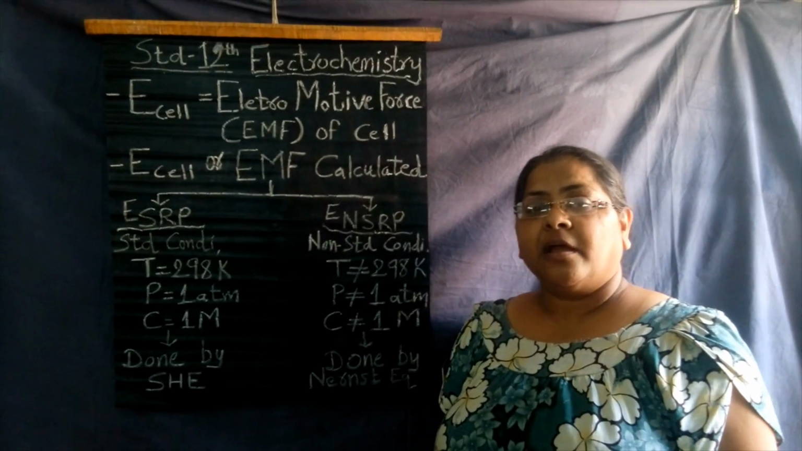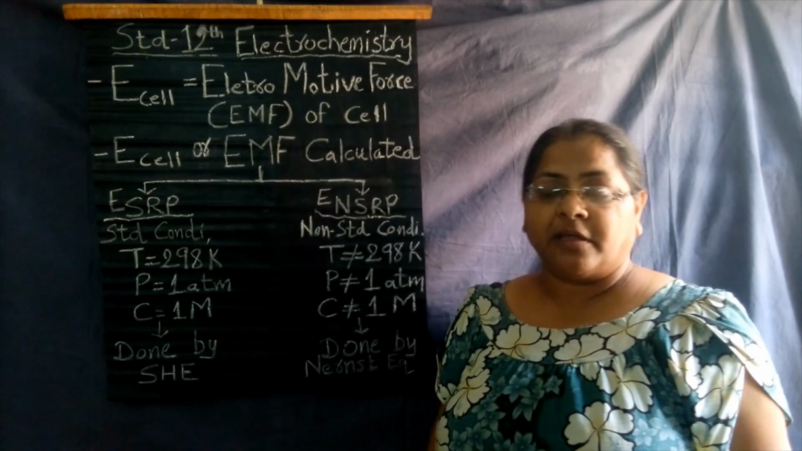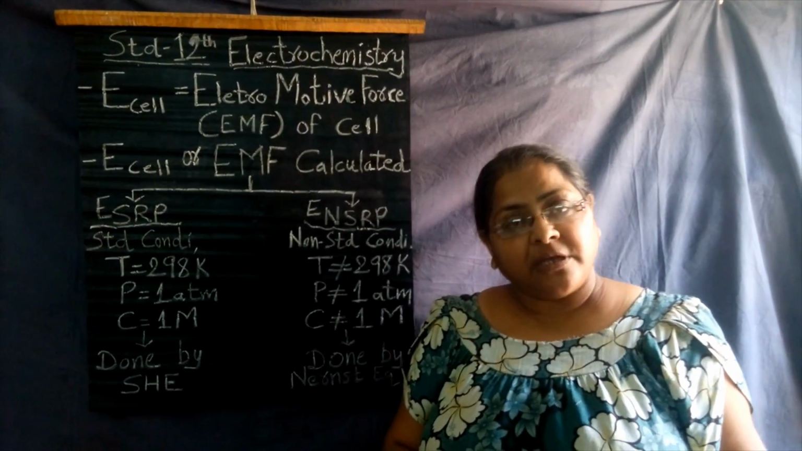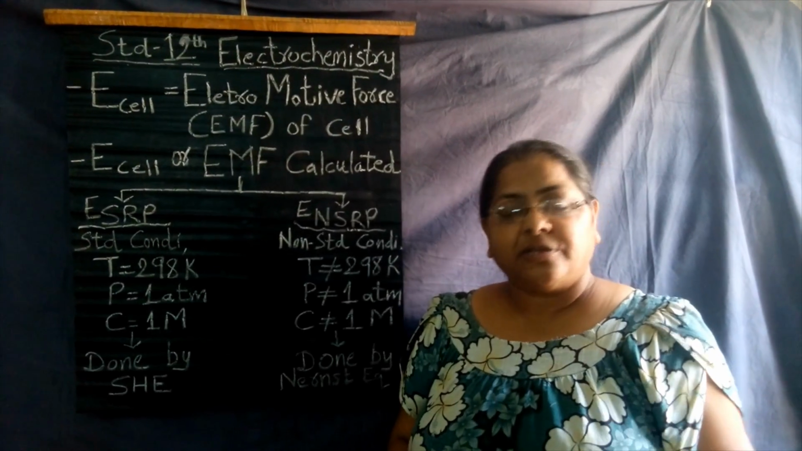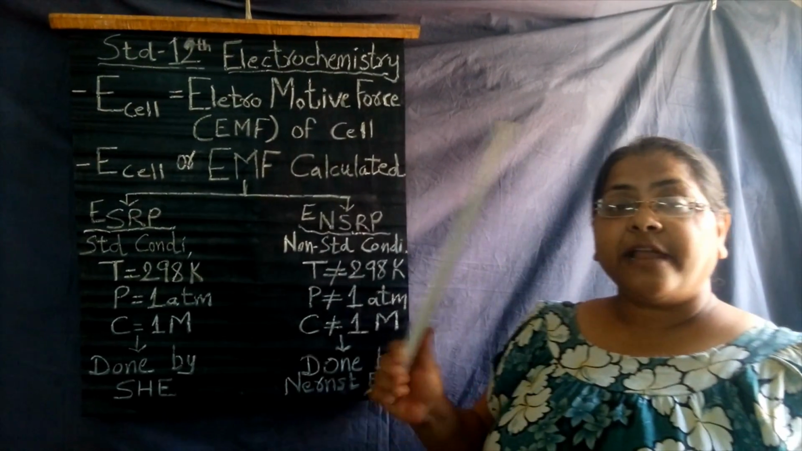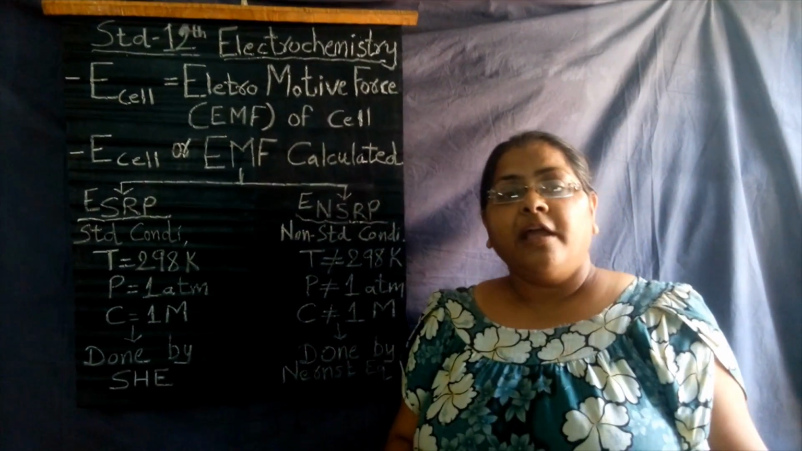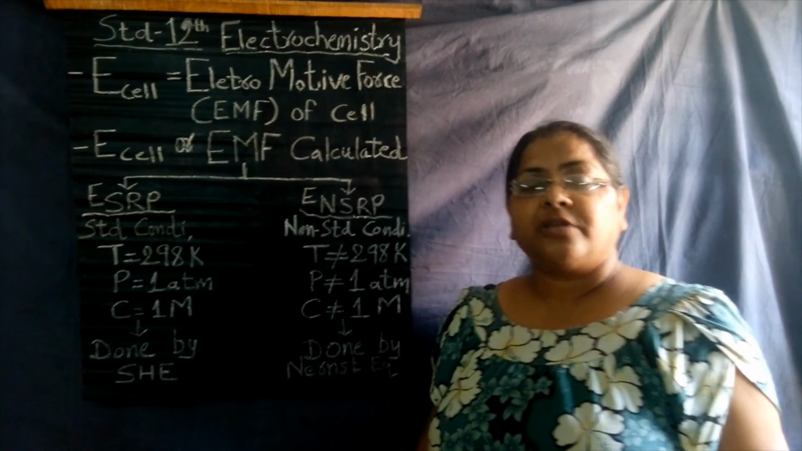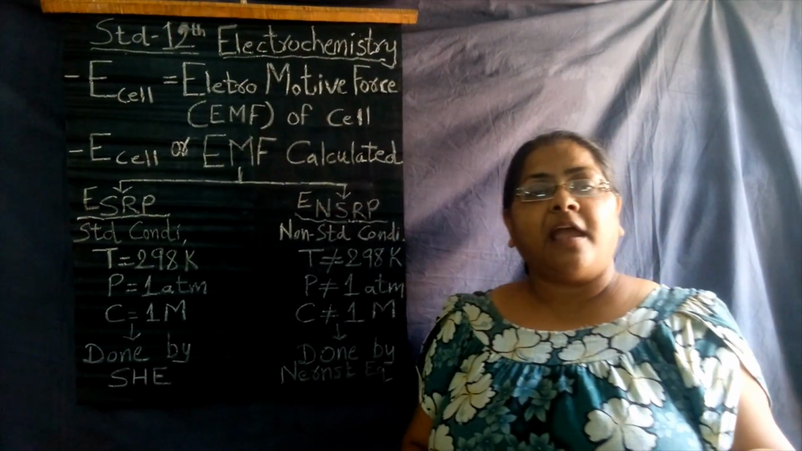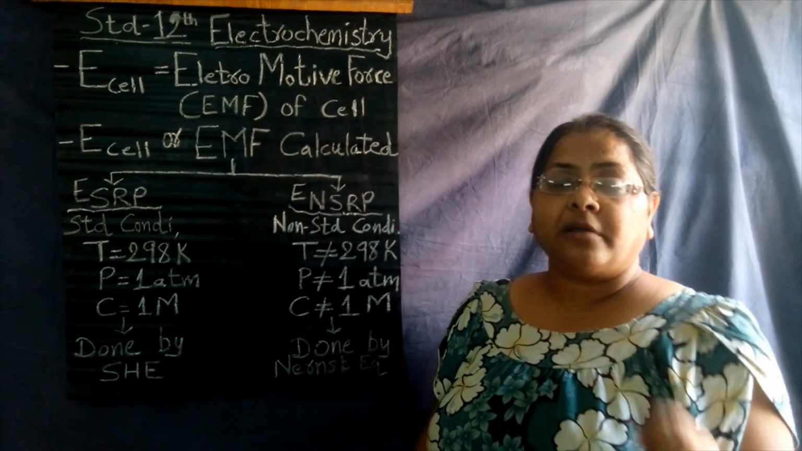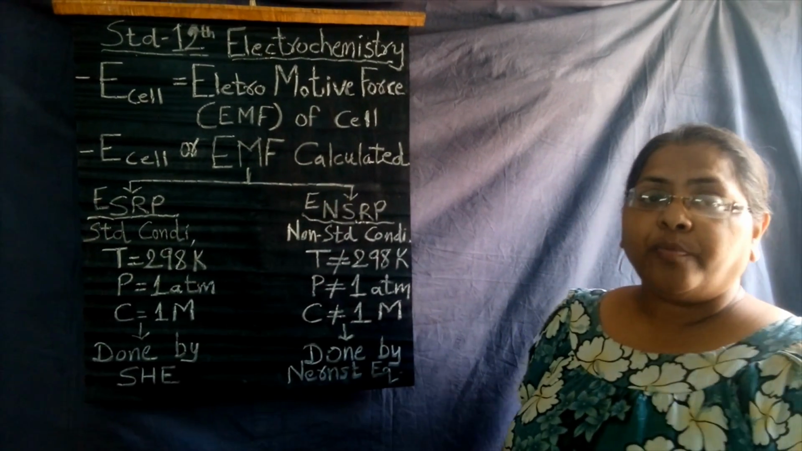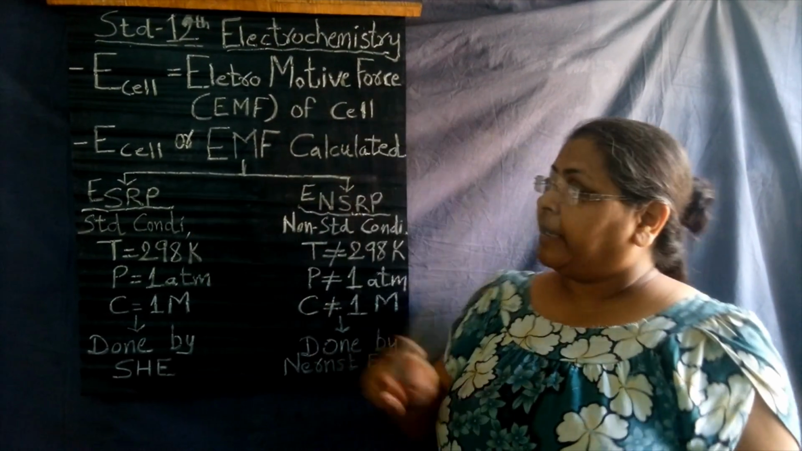Dear students, now let us start with our topic further. Yesterday we discussed electrode cell potential, or we can say cell potential. As I wrote and told you yesterday, it is calculated in two ways: standard reduction potential (SRP) and non-standard reduction potential (NSRP). So today we will continue with the two bases to calculate cell potential.